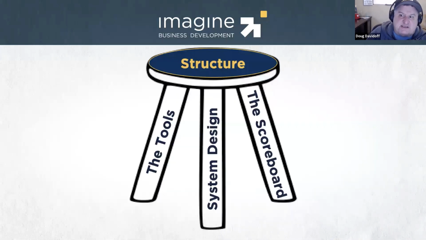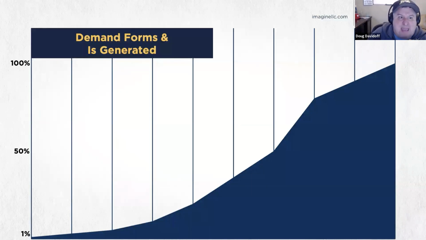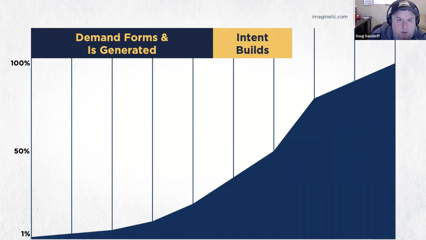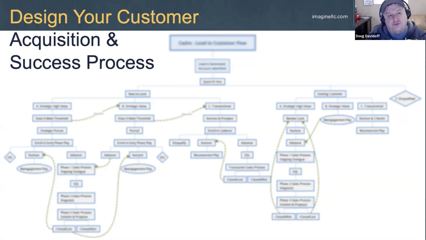And logistics is all about defining the structure. It's about aligning your go-to-market to how demand is formed and generated, where intent builds, how decisions get made, and basically turning your sales process into heuristic-based software. You've got to design and map your customer acquisition and success process, or you'll never be able to eliminate friction.